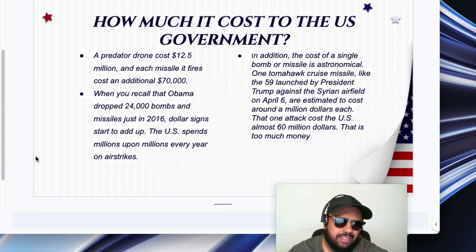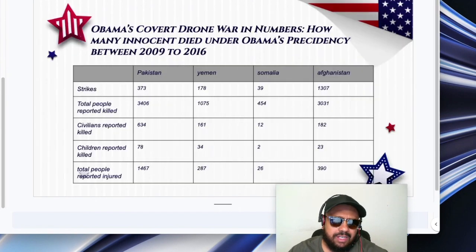So this is regarding the figures and the cost of the drone attacks and the war and everything like that. We're not going to go into details about this because this is not our focus. Our focus is to find out how many different drone attacks Barack Obama authorized and how many deaths he caused. And here are a few stats.